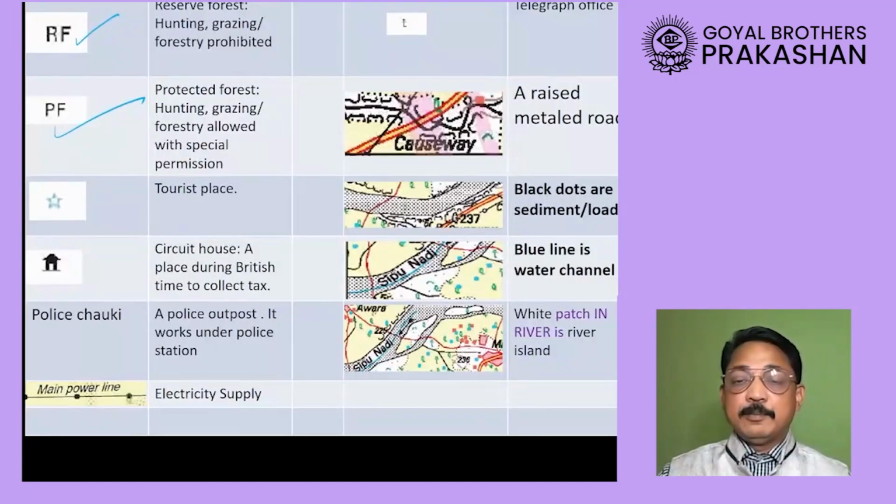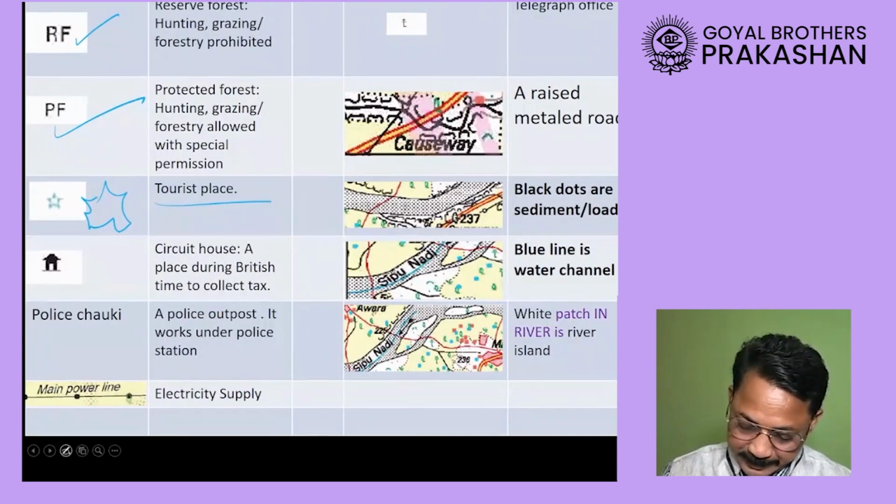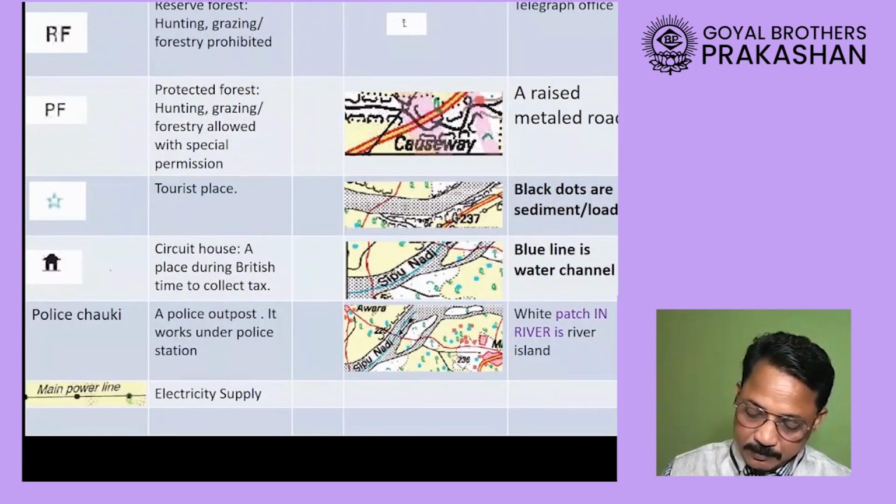PF stands for protected forest. Here people are allowed to go into the forest with special government permission. They can carry out forestry also, but for that they need government permission. Then this blue color star-like structure, if you see it in a map, stands for tourist place. We have already seen the meaning of a circuit house.